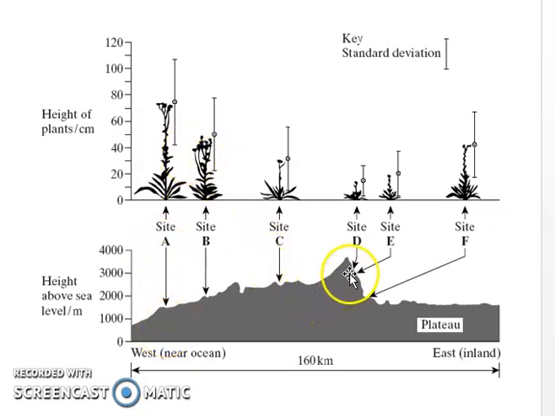But as soon as we go to quite high levels, the mean height of the plants has decreased, but so has the standard deviation. And what that shows you is when plants live in an environment that is quite harsh, they all tend to adopt the same characteristics in order to be adapted to the situation.